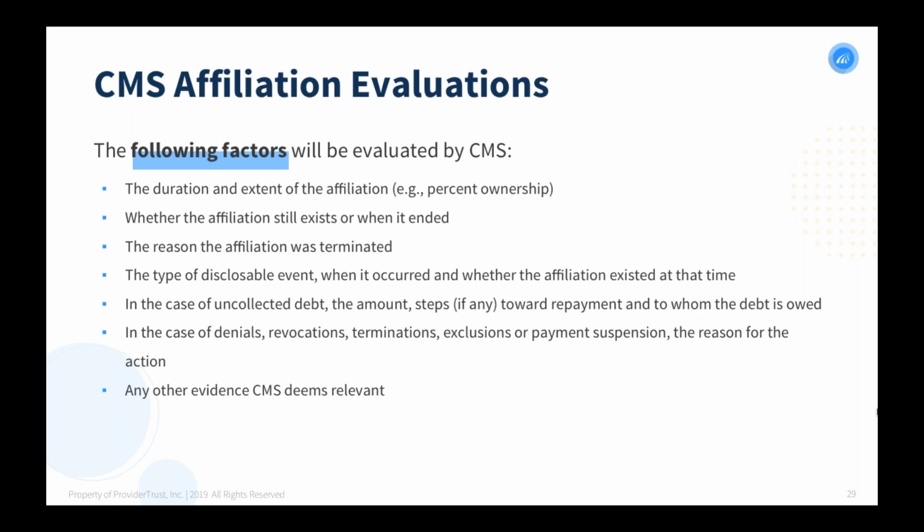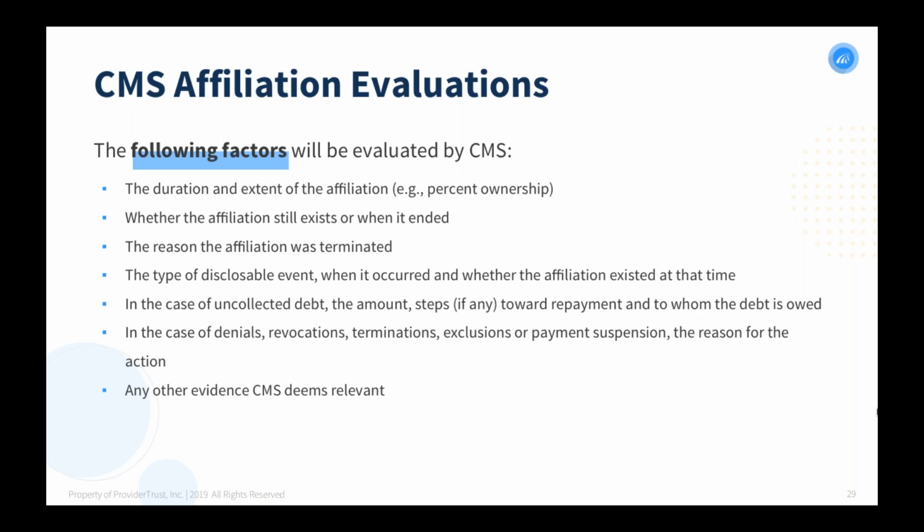What type of disclosable event occurred and whether that disclosable event happened during the time of the affiliation. Makes sense, right? If I have an affiliation at the same time that this disclosable event happened, probably my risk is greater than if this was something that the affiliate did 5 years ago and now I have a new relationship with this affiliate. And really, let's hope that they're good standing providers now, and so it's hopefully no harm, no foul.